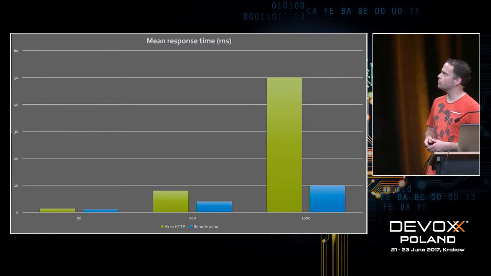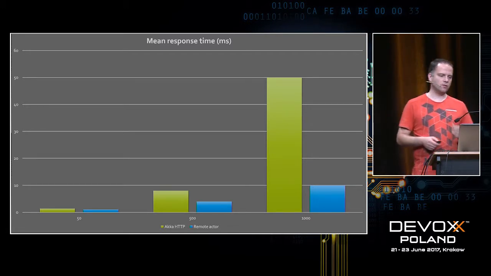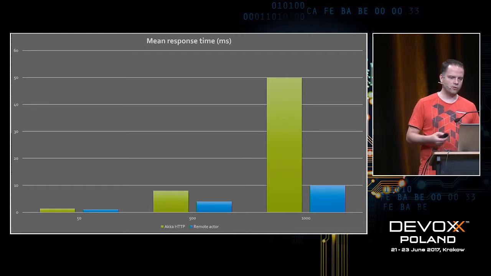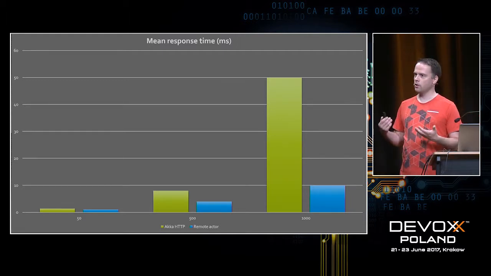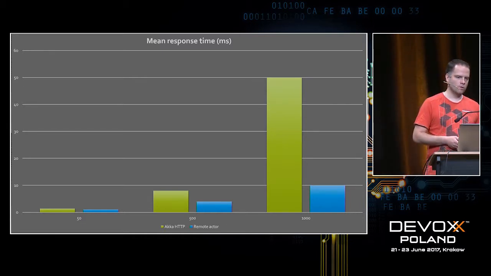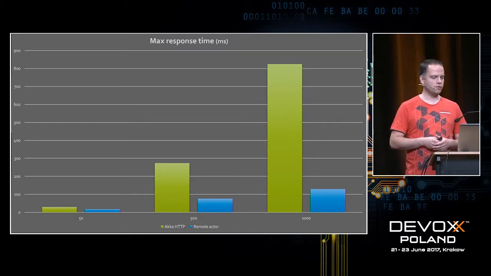And these are the mean response times in milliseconds for 50, 500, and 1,000 users. So here you see, especially at the right, with 1,000 users, remote actors clearly win. The same goes for the max response times. There are also clear winners with remote actors.